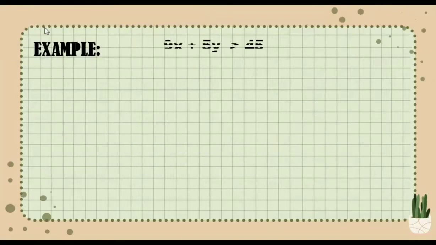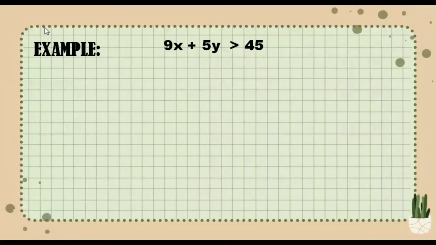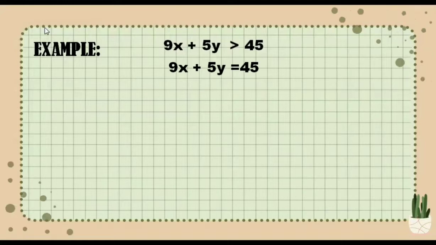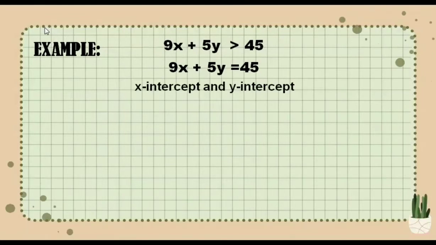to do it. So for example, we have the linear inequality 9x plus 5y greater than 45, and the first thing that we need to do is to change this to a linear equation, and to change it we are just going to replace the greater than symbol with an equal sign. So we have now the linear equation 9x plus 5y equals 45, and to graph this linear equation we need to solve first for the x-intercept and y-intercept.